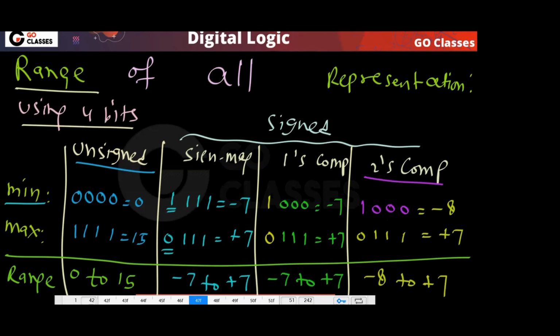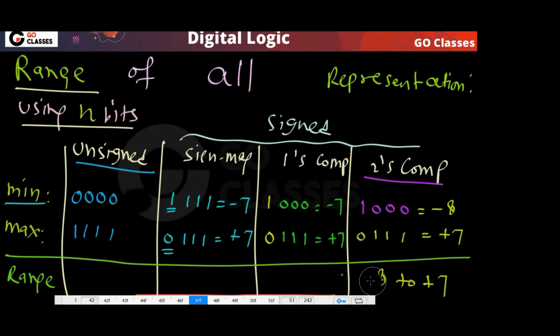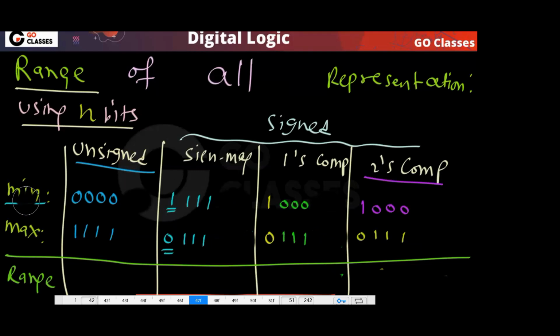If I ask you for n bits, then what will be the answer? Let's check it out. If you have n bits, then what will be the range? It is very simple. In unsigned, the minimum will be all zeros and the maximum will be all ones. So the range will be 0 to 2 power n minus 1. This will be the range.